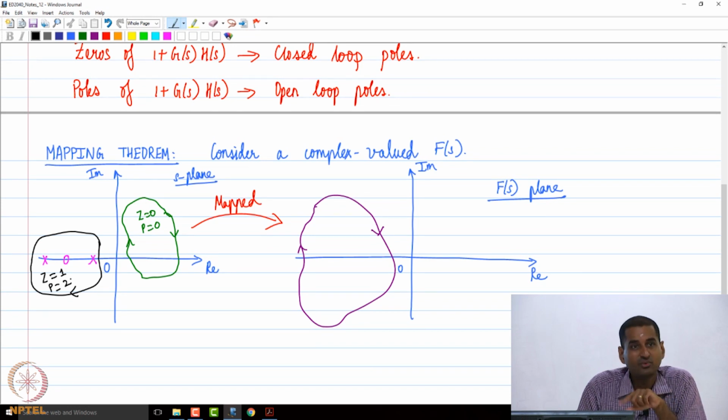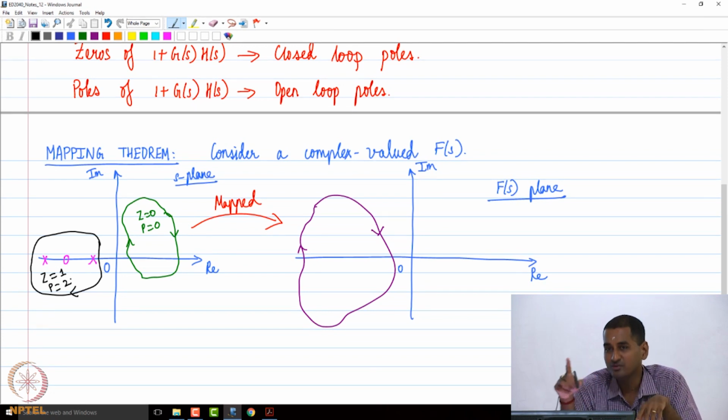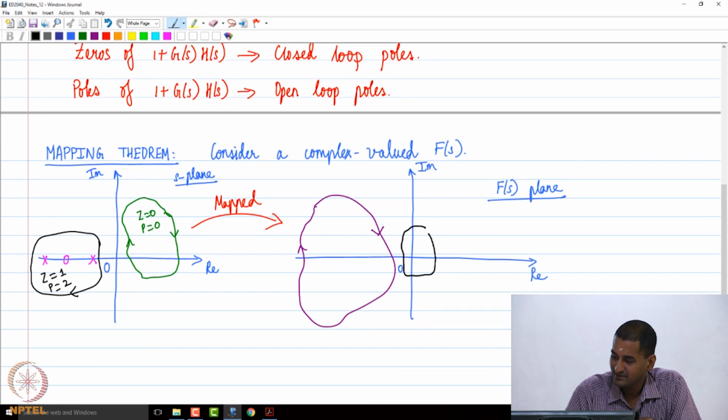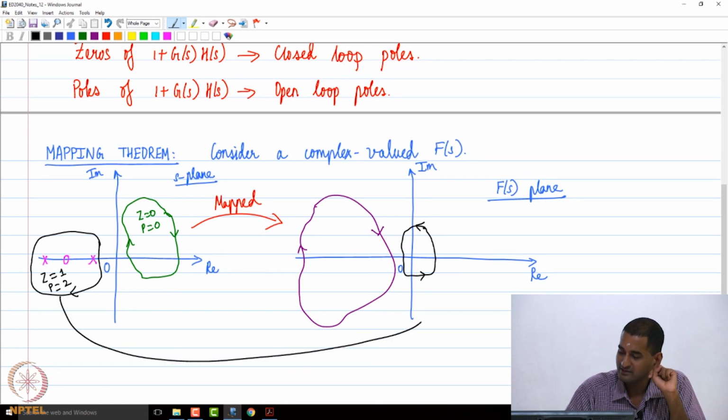Minus 1. So what does a negative value mean? What was n? N was the number of clockwise encirclements of the origin. A negative value means it is anti-clockwise or counterclockwise encirclement. So this black contour may be mapped to something like this. I am just drawing an arbitrary shape. You see that if you stand at the origin, it is encircling the origin once in the counterclockwise direction. That may be the mapping here.